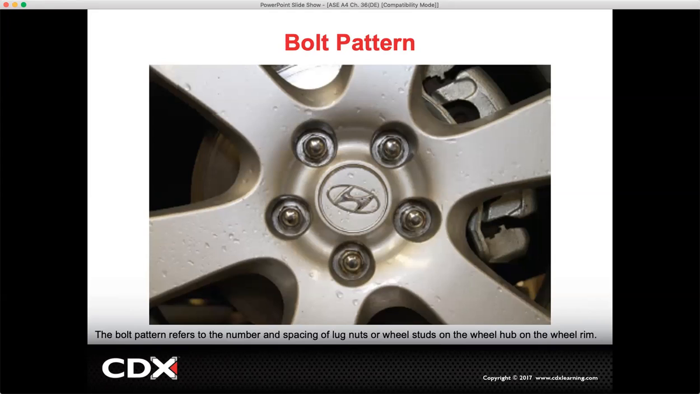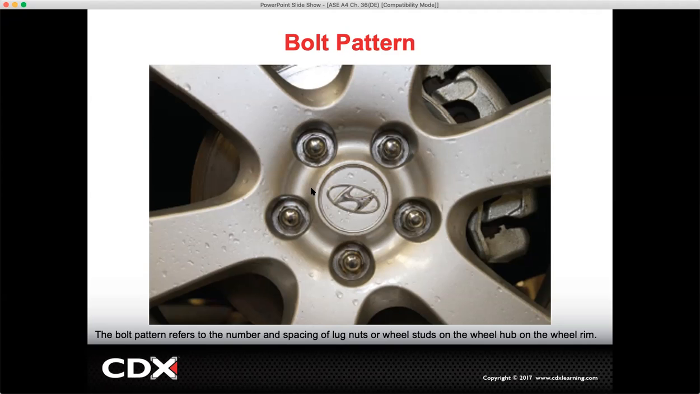Bolt pattern, and right here we have our bolt pattern. Basically, it refers to the number and spacing of the lug nuts or wheel studs on the wheel hub on the wheel rim. The number of studs determine the pattern. The exact number and pattern of the studs vary depending on the vehicle type and manufacturer design. So here we have a 5-lug wheel.